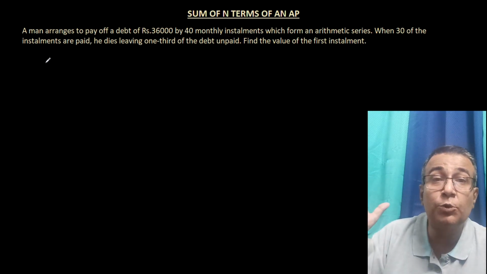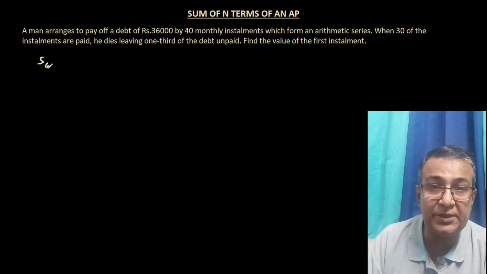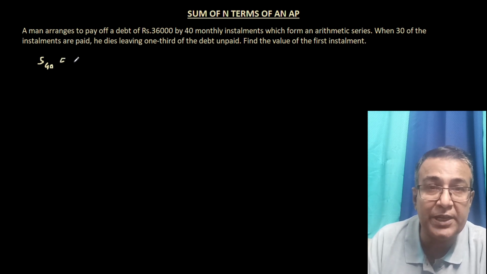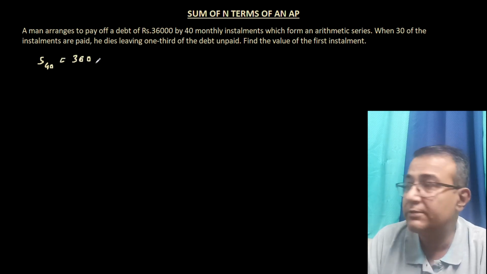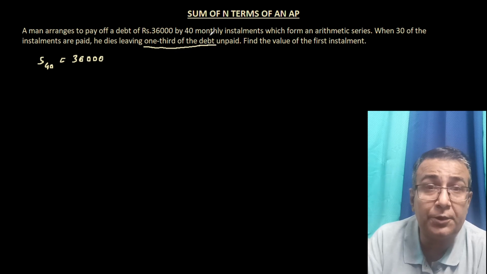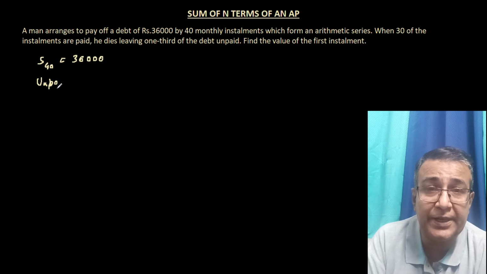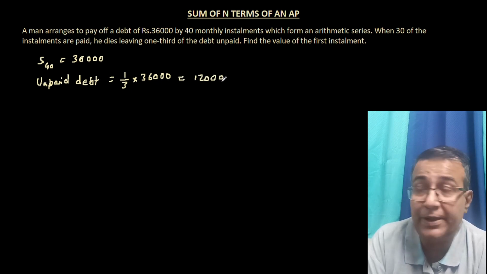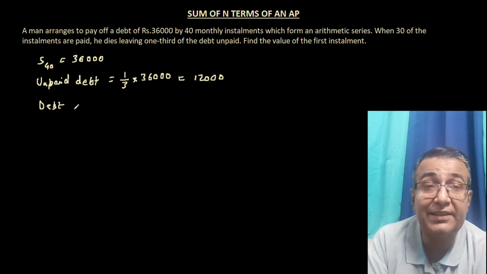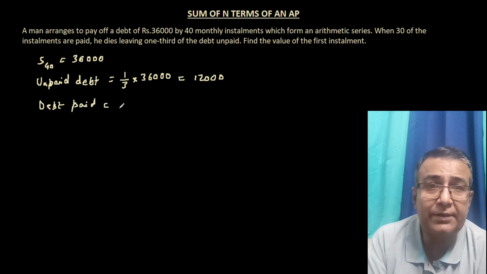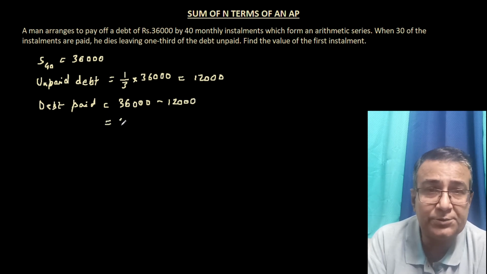That means the sum of those 40 installments is going to be 36,000, which means S40 is equal to 36,000. And then we have been given that one third of the debt is unpaid when he dies. So let's find what one third of the debt is. That's going to be 1 by 3 times 36,000, which gives us 12,000. So 12,000 is yet to be paid. Therefore, we can find out the debt that has already been paid. So that will be 36,000 minus 12,000, which gives us 24,000.